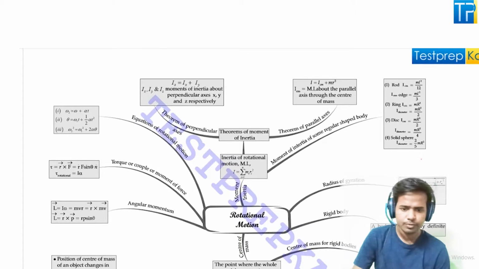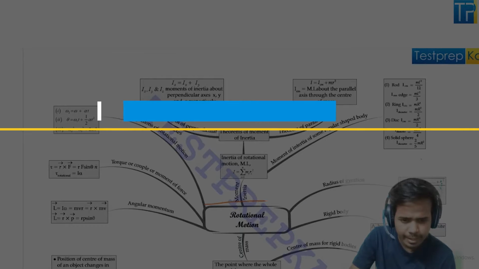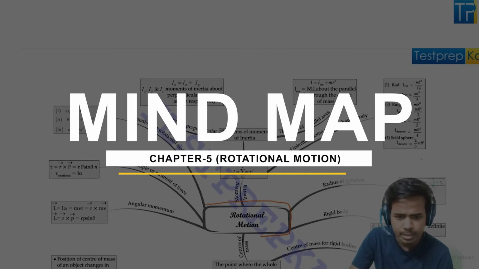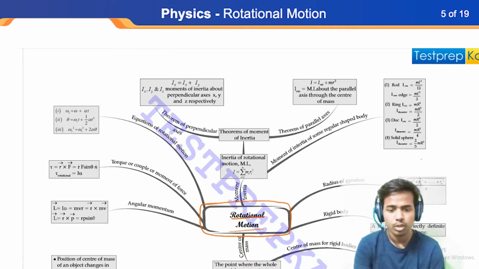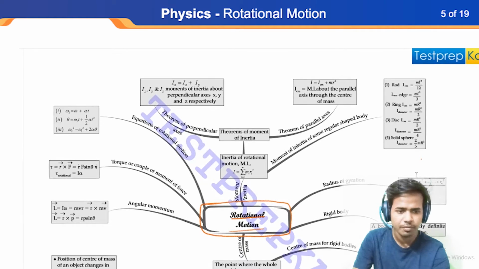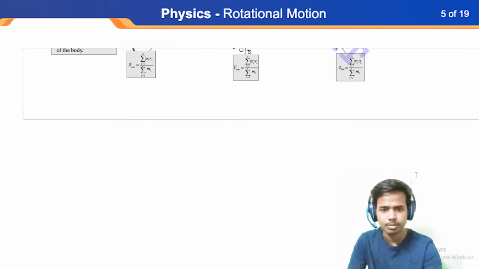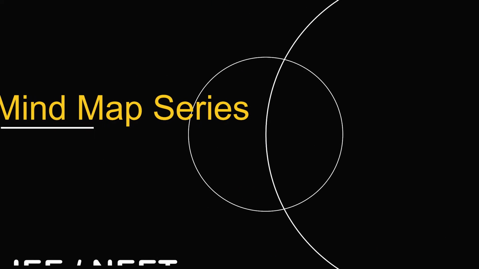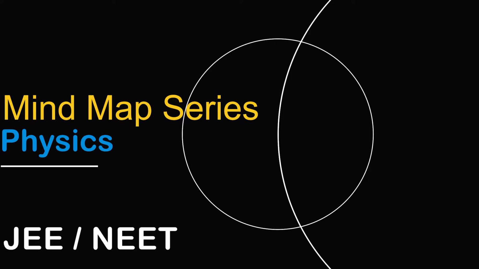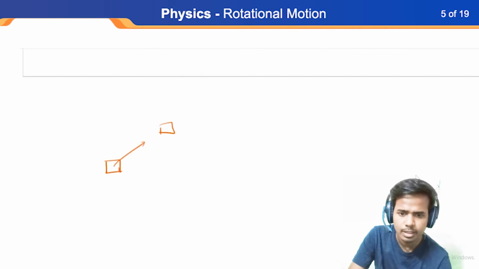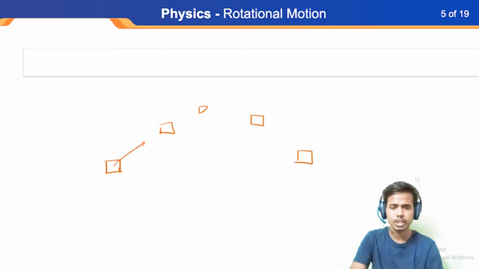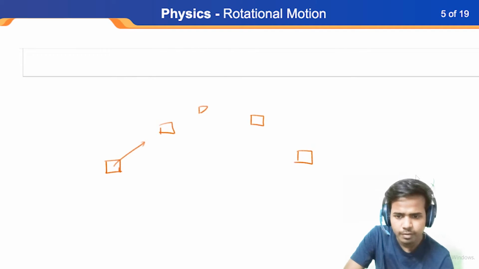Hello everyone. So what we are going to discuss next in this mind map series is the rotational motion. First of all, we'll discuss rotational motion. Why is it so different from the ones we have been discussing in the last chapters? In the last chapters, we were always concerned with a body that has been thrown, and it goes like this and maybe travels in a projectile. But we never discussed what if this body rotates. Why would the body rotate in the first place?